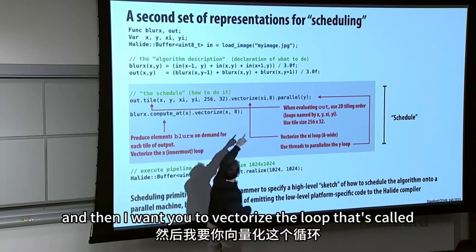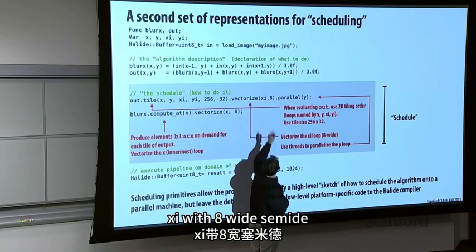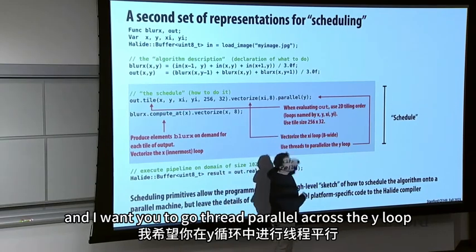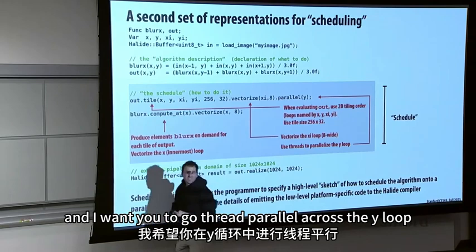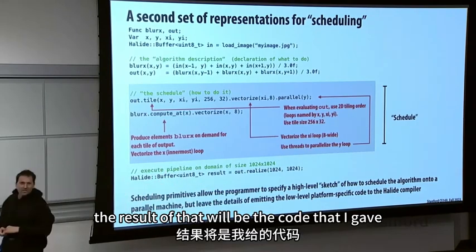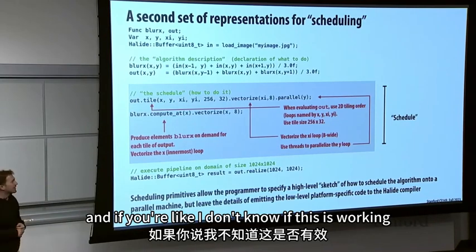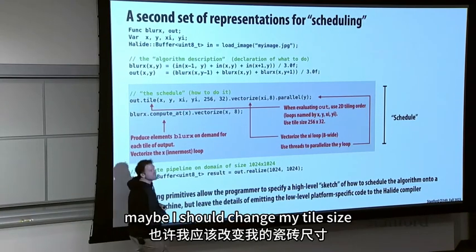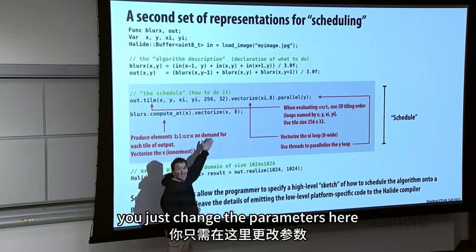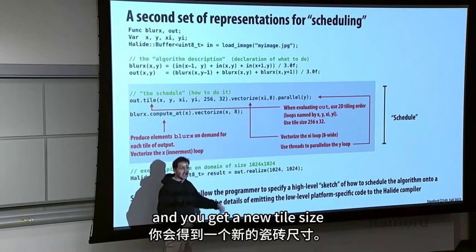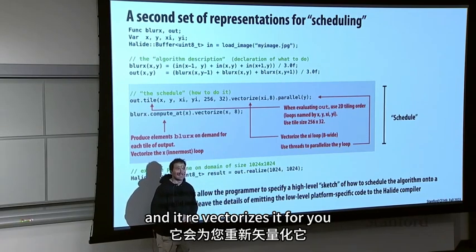And then I want you to vectorize the loop that's called xi with 8-wide SIMD, and I want you to go thread parallel across the y loop. The result of that will be the code that I gave you on the previous slide. And if you're like, I don't know if this is working, maybe I should change my tile size, you just change the parameters here, and you get a new tile size, and it revectorizes it for you.